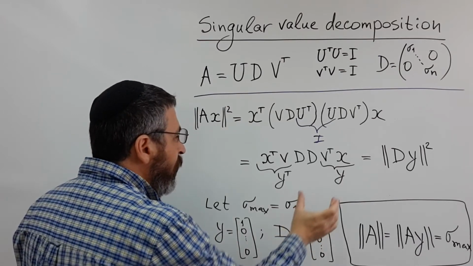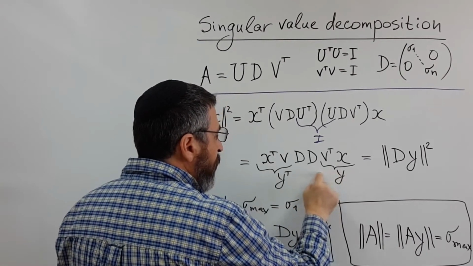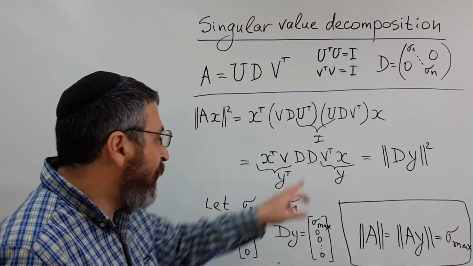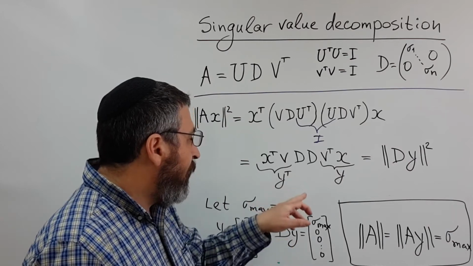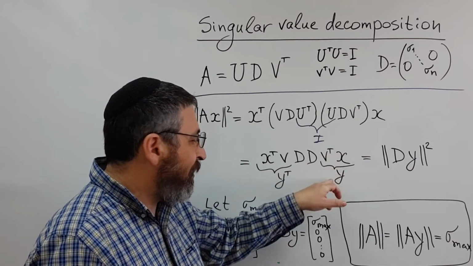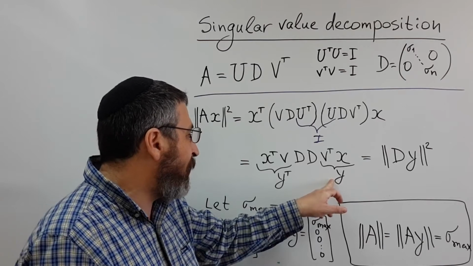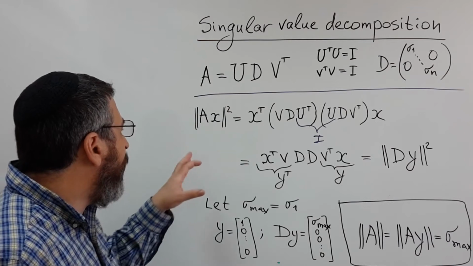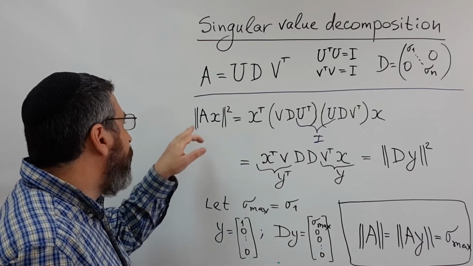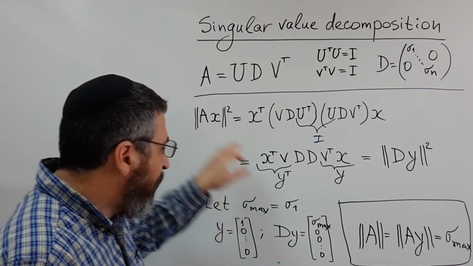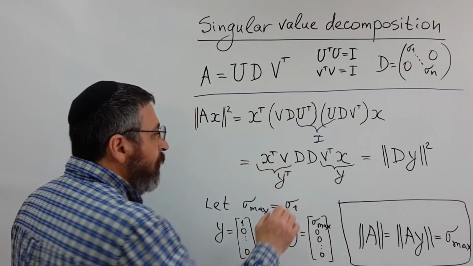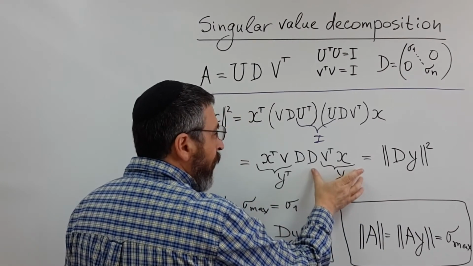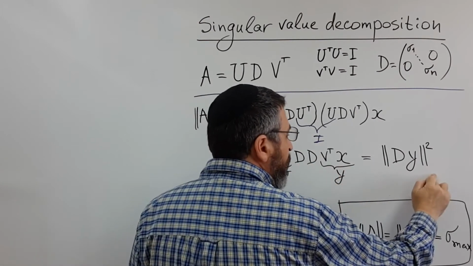Now we can denote the vector V transpose X as Y. And by the way, we remember that if V is an orthogonal matrix, then the norm of Y is the same as the norm of X. So now we can analyze how the norm of AX depends on Y. With Y we get a really simple expression. It's just DY multiplied by D transpose Y. It's the norm of DY squared.